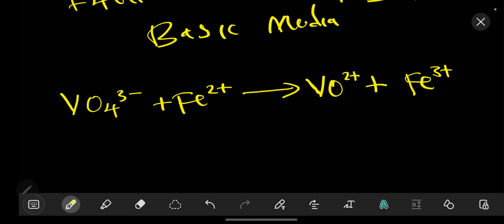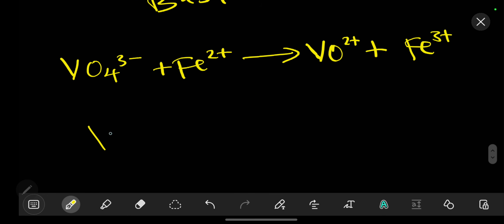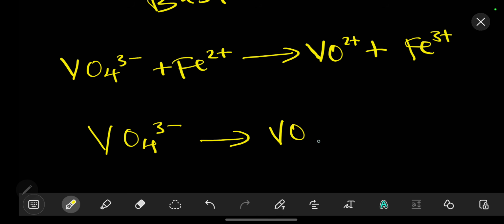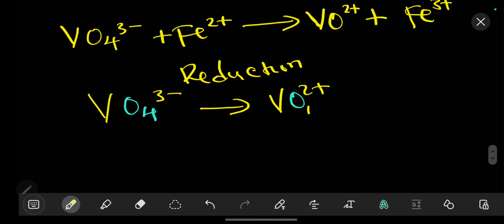Let's look at our last question. So if we have our VO4 3 negative to be able to become our VO2 positive, like that. As long as the number of oxygens is moving from 4 to just one oxygen, it simply means this one is reduction. So this is reduction.